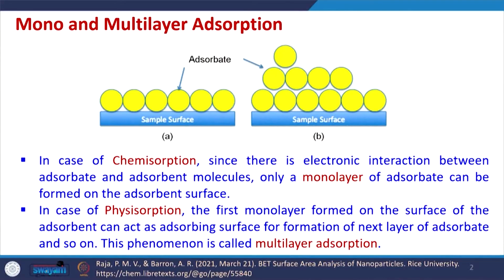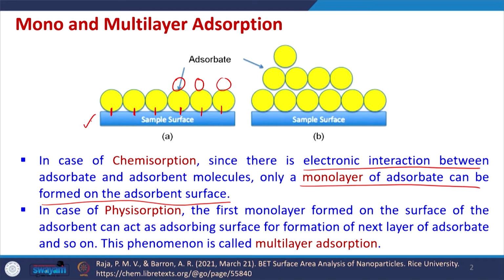So, in the chemisorption, in which there is an electronic interaction between the adsorbate and the adsorbent molecules, only a monolayer of adsorbate can be formed on the adsorbent surface. So, this is there because there is a bond which is occurring. Now, that bonding is not possible for the second layer. If any second layer will happen, that will not be bonded by any electronic interaction, it will be only physical in nature, and that will be by van der Waals force of attraction. So, for chemisorption only single layer is possible.